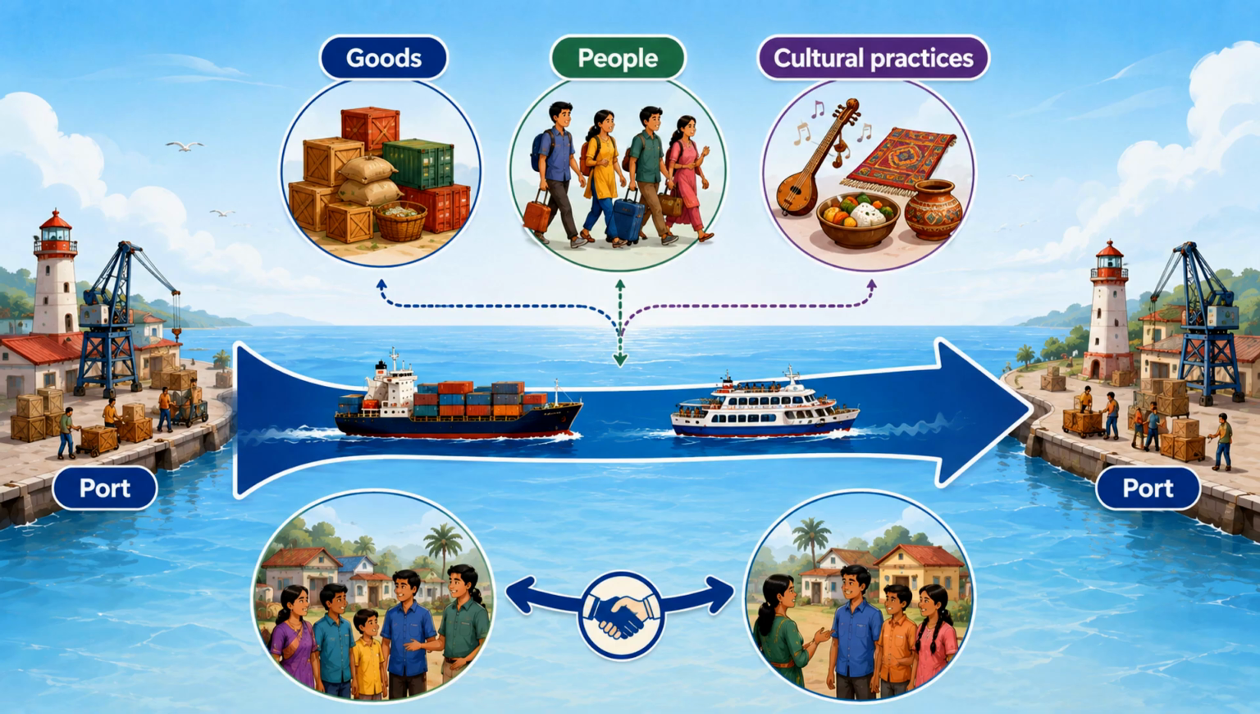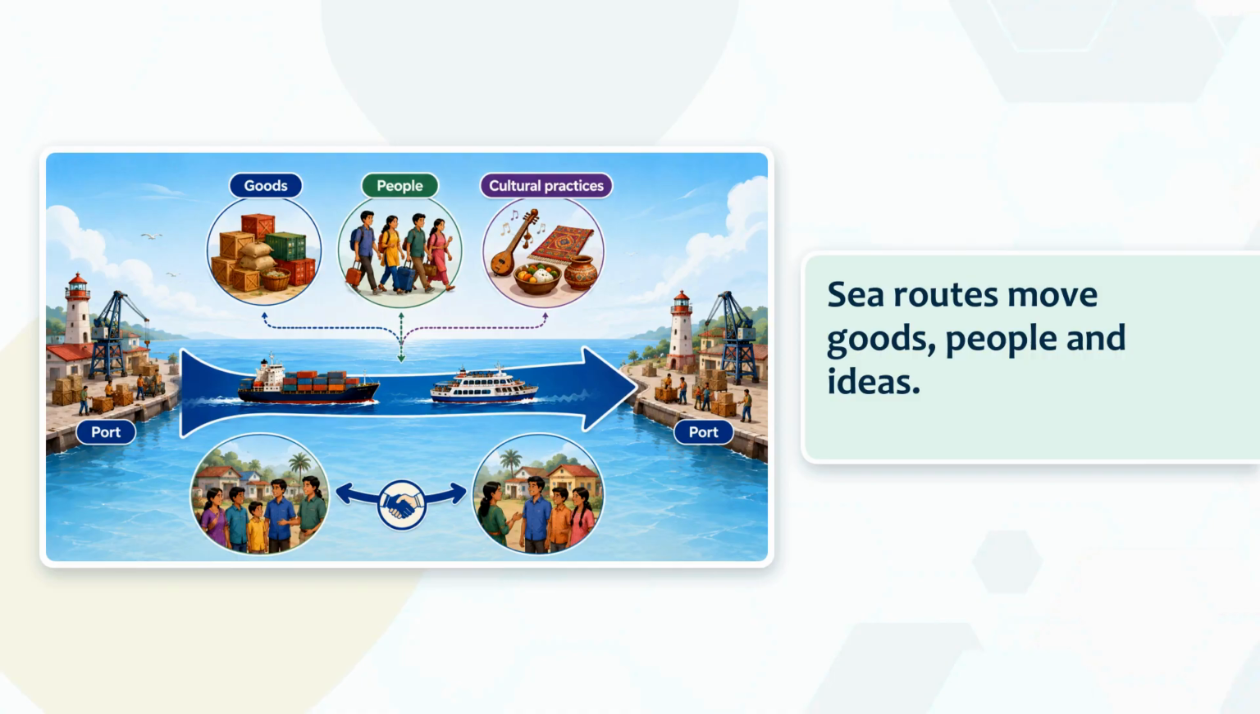Ships move goods and people between places, and repeated contact can also carry cultural practices, creating both economic and cultural connections. The route has more than one result. Sea routes move goods, people, and ideas.